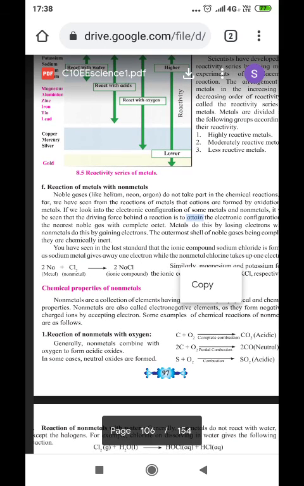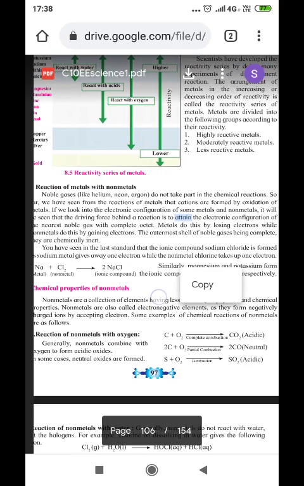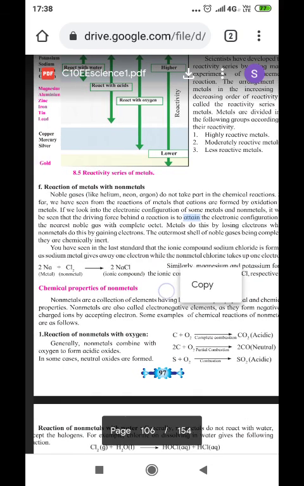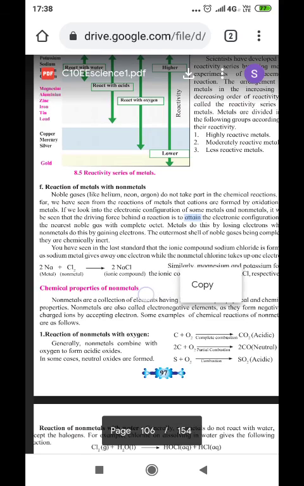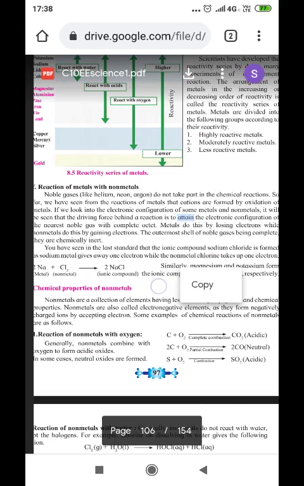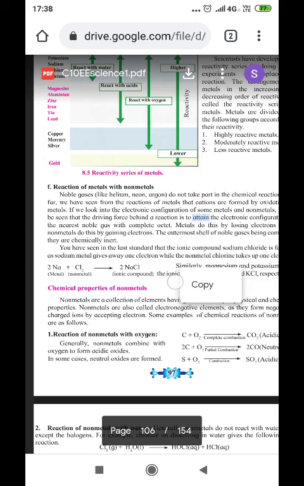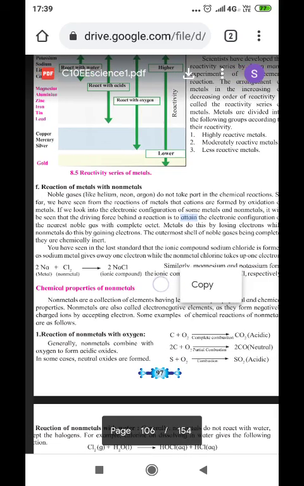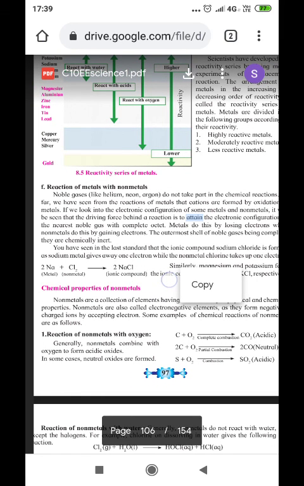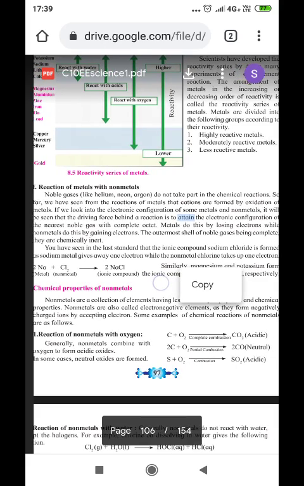Now, reaction of metals with nonmetals. Noble gases like helium, neon, argon, xenon, they do not participate in chemical reactions. Simple reason, because the outermost orbit is completely filled, and therefore they do not participate in any chemical reaction. So far we have seen the reactions of metals, that cations are formed by oxidation of metals. If we look into the electronic configuration of some metals and non-metals, it will be seen that the driving force behind the reaction is to attain the electronic configuration of the nearest noble gas with a complete octet.